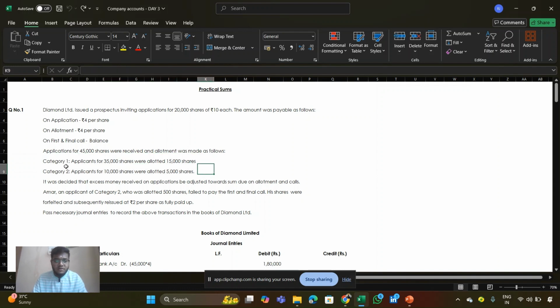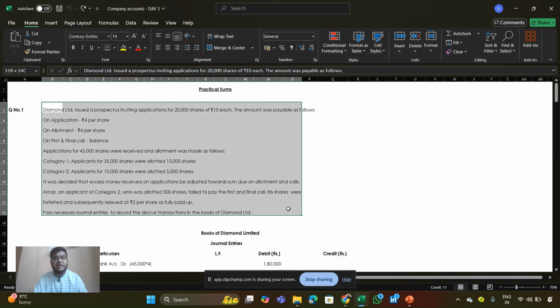Okay, there are no sums harder than this. If you want, you can refer to NCERT or TS Grewal, whatever book you want. You can refer to sample papers also. These types of sums have been asked repeatedly. The numbers will get changed. Okay.